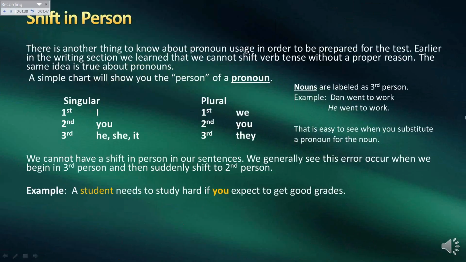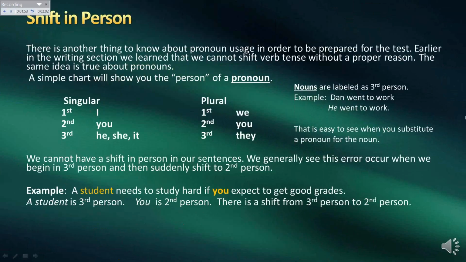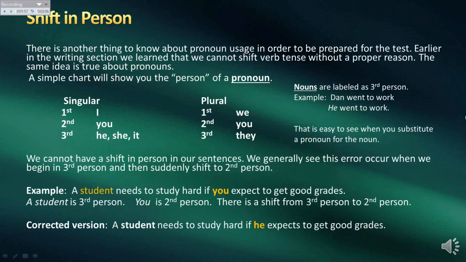So let's see this example. A student needs to study hard if you expect to get good grades. Well, clearly, student is our third person, and you is the second person. And we've had a shift here. What we should have said is, a student needs to study hard if he expects to get good grades.